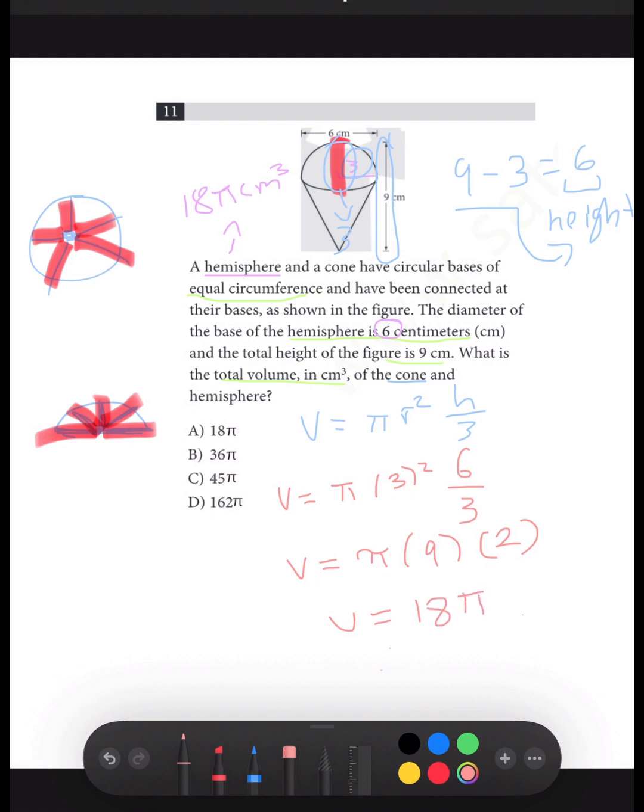Now we have the volume of a cone and the volume of a hemisphere. Now all we have to do is add them to get the total volume. So 18 pi plus 18 pi gives us 36 pi. And that's our answer.